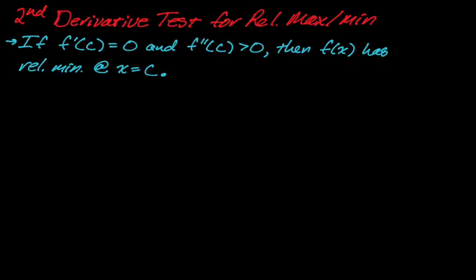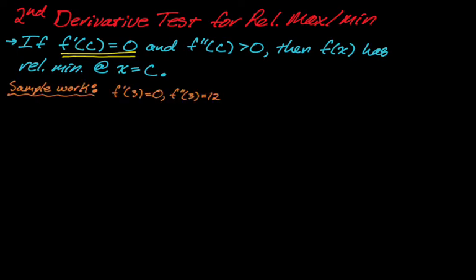So let me show you some sample work. This is important: f prime of c equals 0 has to be true. Sample work, here we go. I'm just going to say f prime of 3 is equal to 0 and f double prime of 3 is 12. So somehow you figured this out. Maybe you used a calculator, maybe you had to compute the derivative and evaluate it.